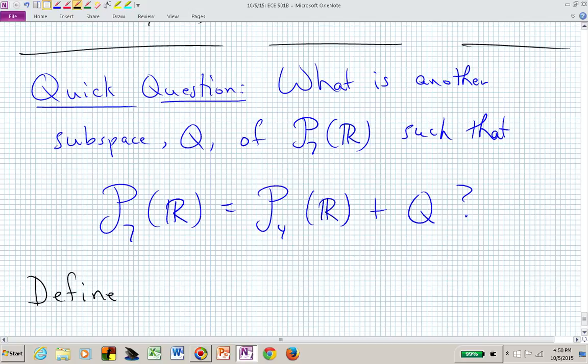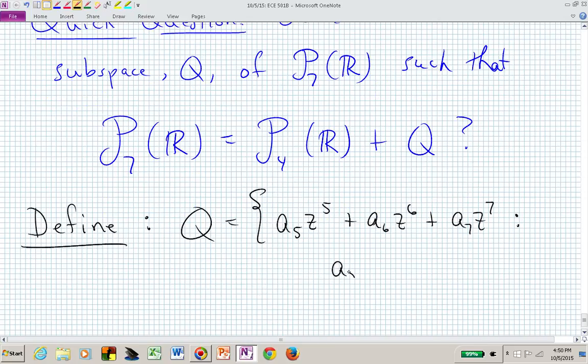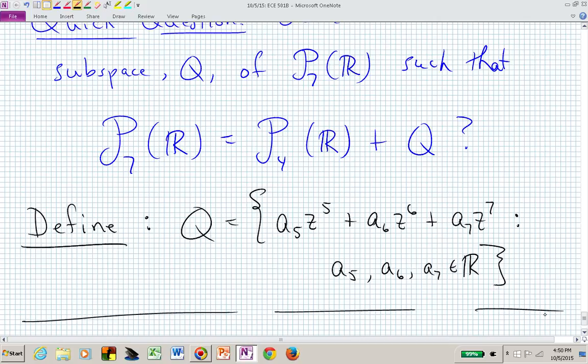We want this sum of subspaces to give us all of P sub 7. P sub 4 just gets us up to 4. We need to add on the next higher orders, right? 5, 6, and 7. If we define Q to be a sub 5 z to the 5th plus a sub 6 z to the 6th plus a sub 7 z to the 7th, such that a5, a6, and a7 are real, that would be what we need.